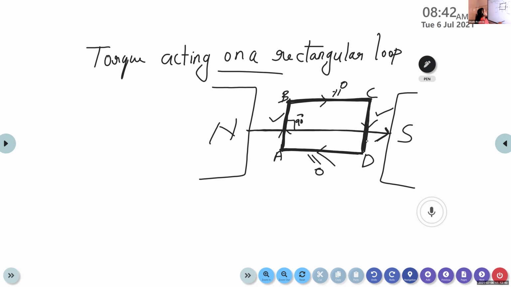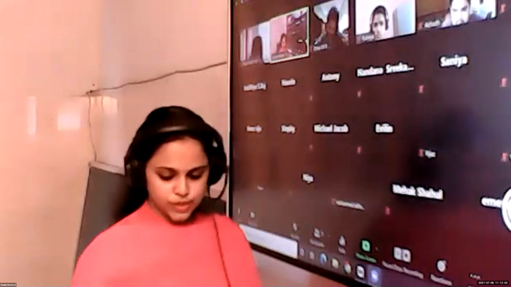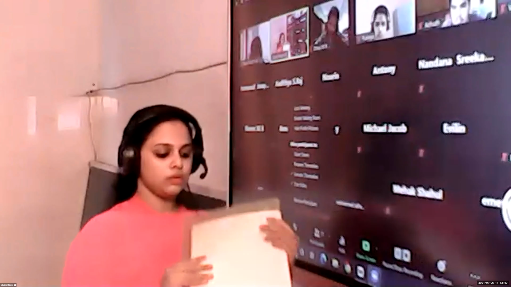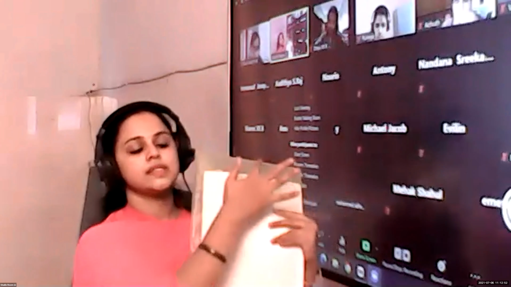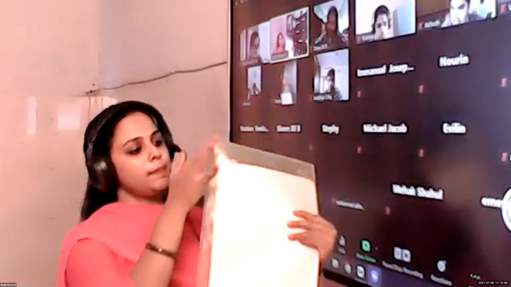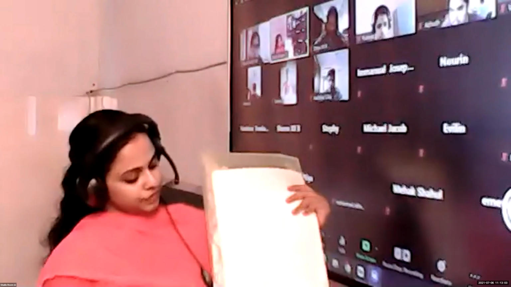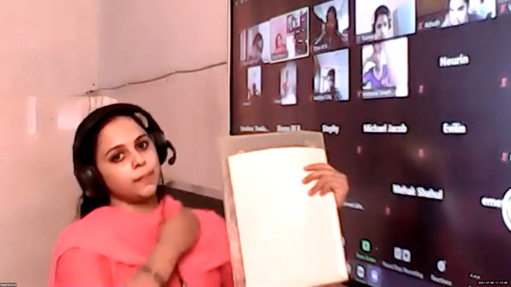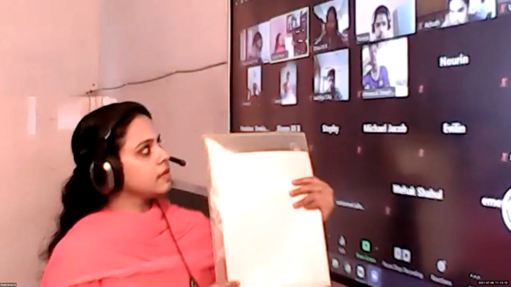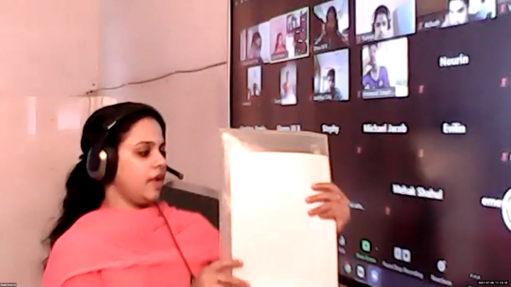Now suppose you imagine that this is our rectangular loop ABCD. What is the direction of the current that is flowing through the side AB? Is it in upward direction or downward direction? Upward direction. And we know that we are applying Fleming's left hand rule.